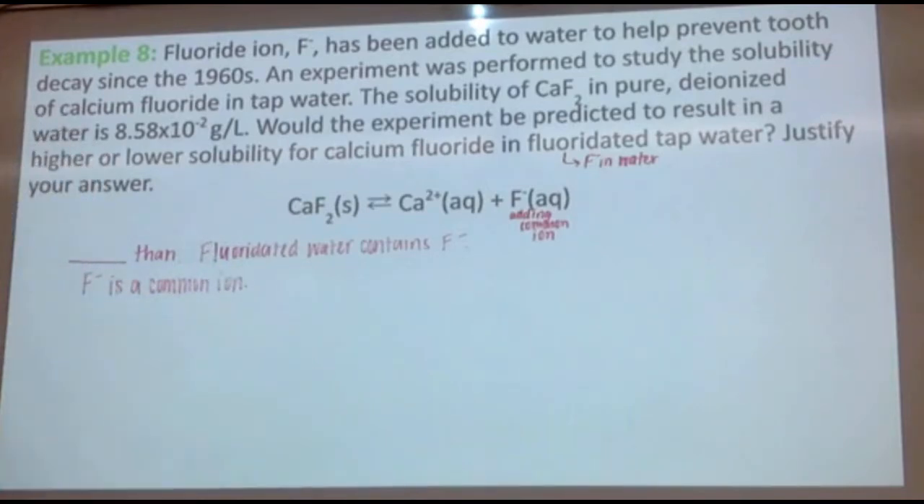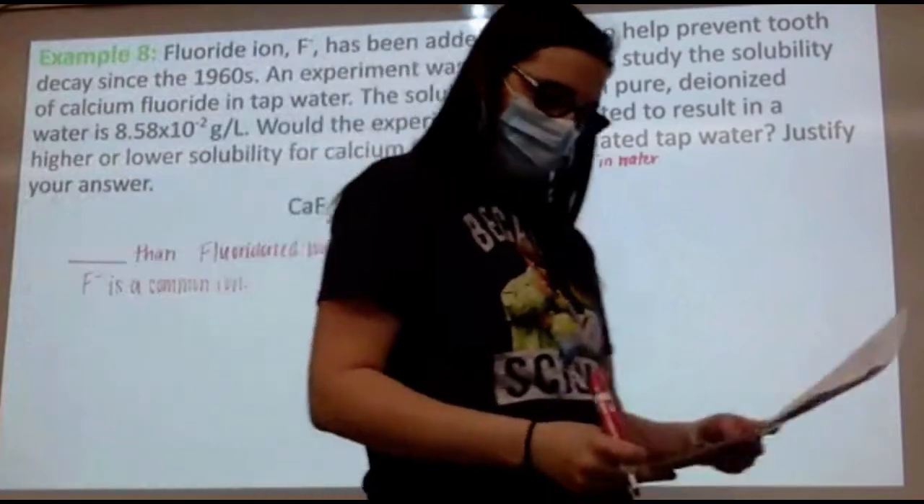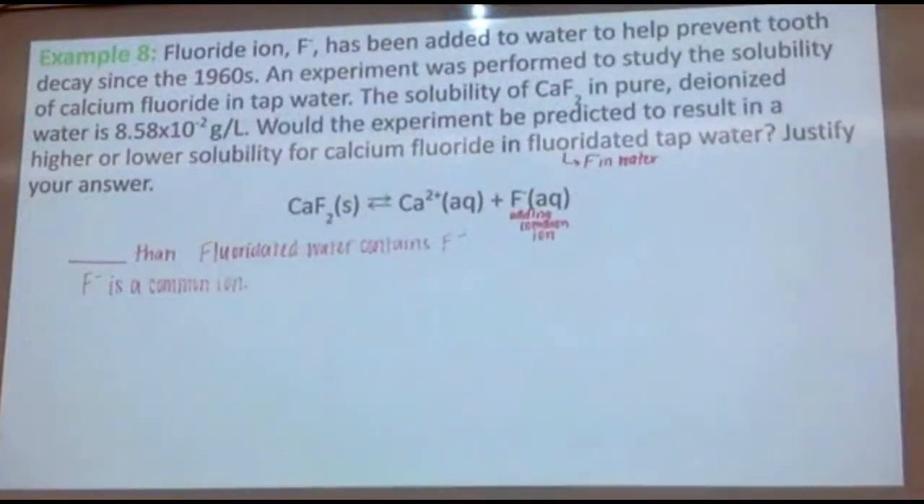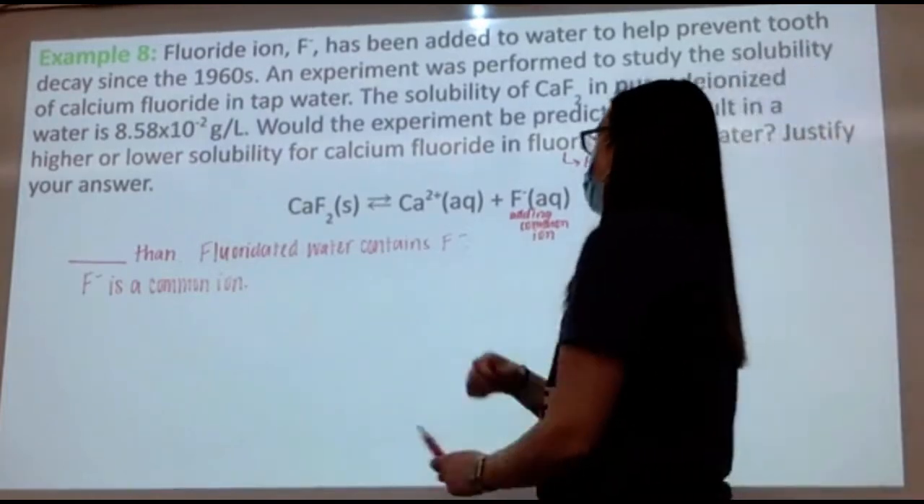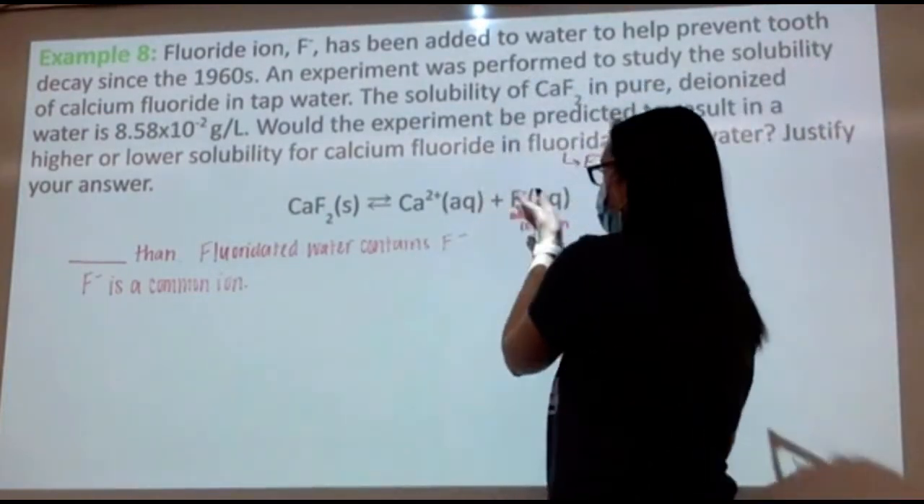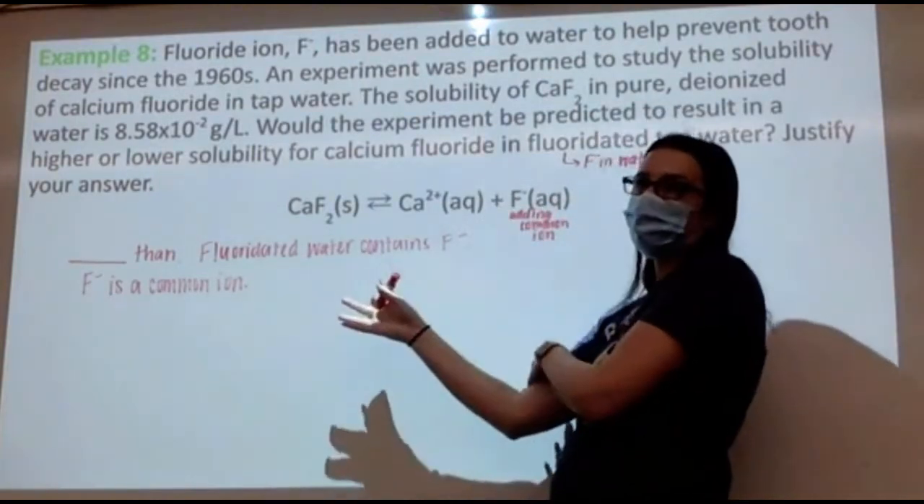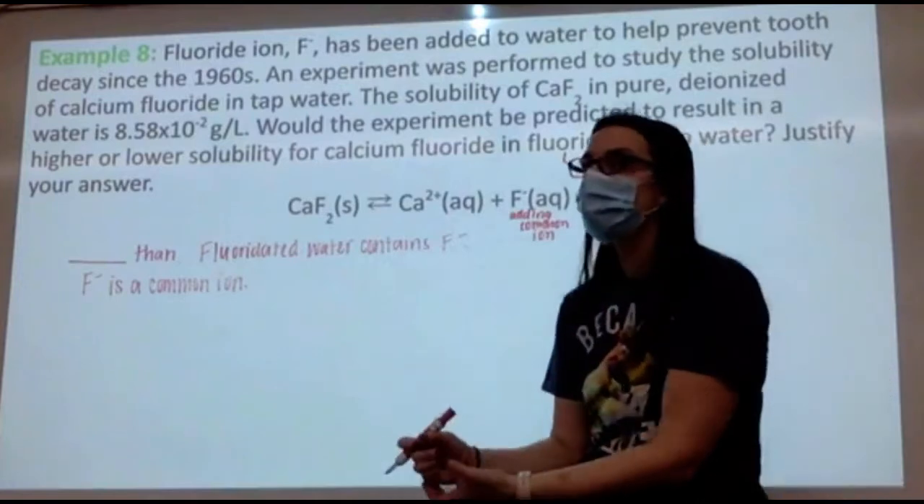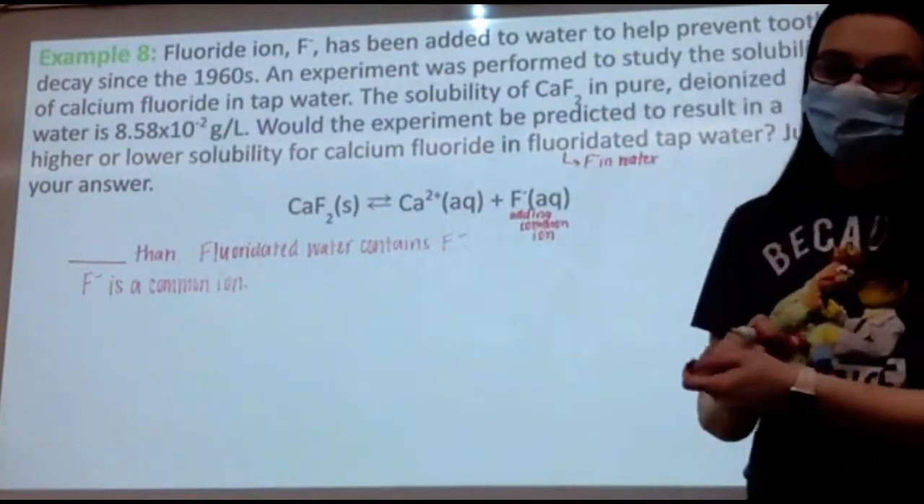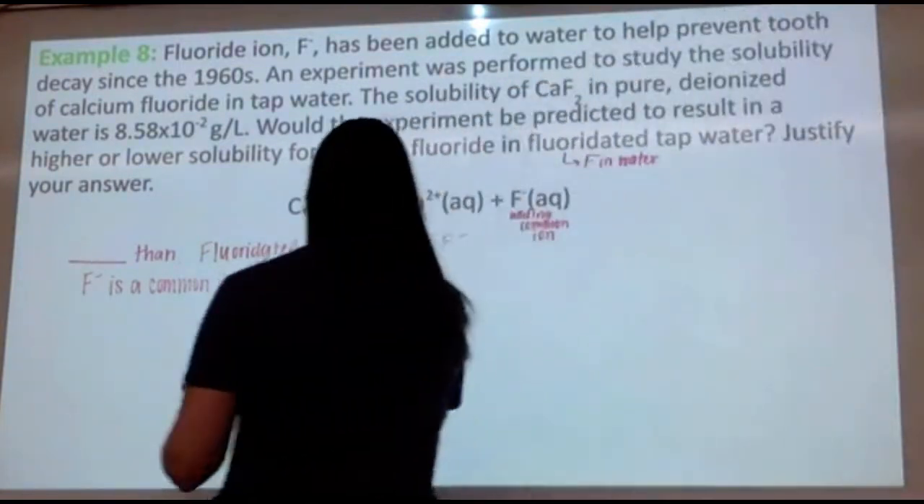Now there's two ways that you can do this. You can talk about Le Chatelier's principle, or you can talk about Q versus K. Either one works. So you could say there's too much product, so the reverse reaction will occur, reducing solubility. Or you can talk about Q versus K.